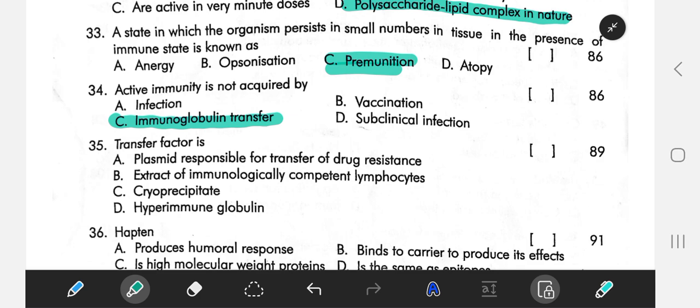Question number 35. Transfer factor is A. Plasmid responsible for transfer of drug resistance. B. Extract of immunologically competent lymphocytes. C. Cryoprecipitate. D. Hyperimmune globulin. Answer will be B. Extract of immunologically competent lymphocyte.